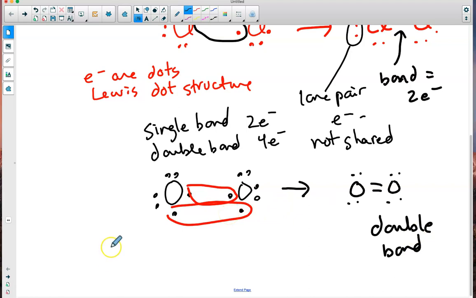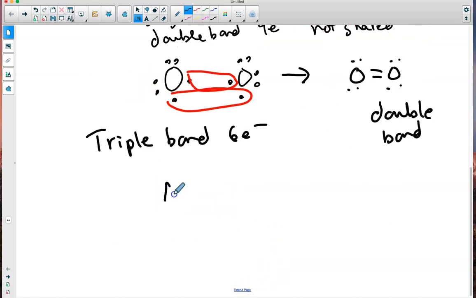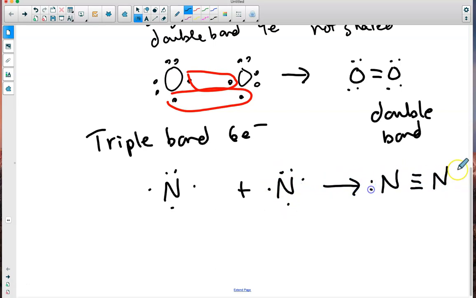I could also have a triple bond, which would be 6 electrons. An example of an element that does this is nitrogen. Each nitrogen has just 5 valence electrons. Let me draw those in a slightly different way. So when 2 of those nitrogens come together, now they're going to share 3 pairs to make a triple bond, and they'll each have a lone pair. That triple bond is going to be a lot stronger, again, because there's more electrons involved.